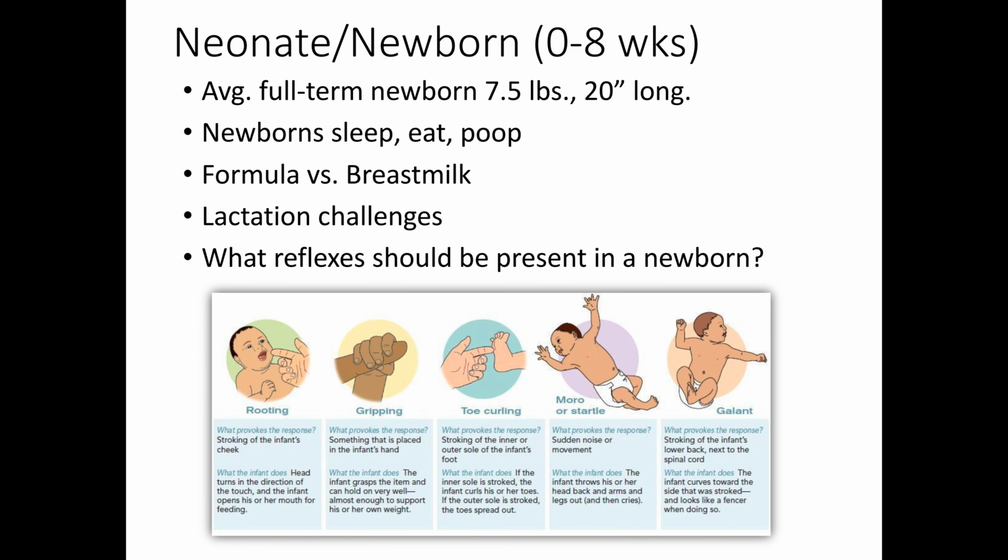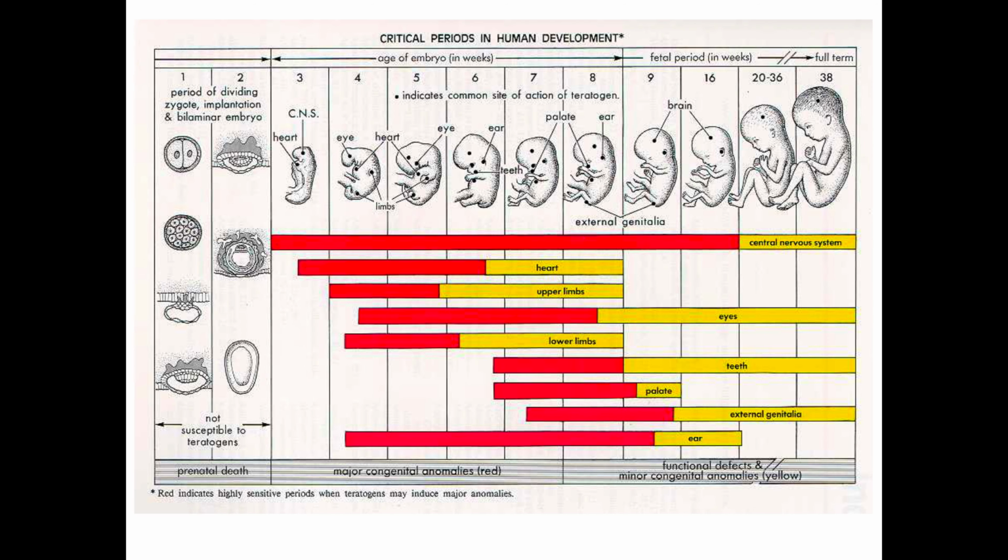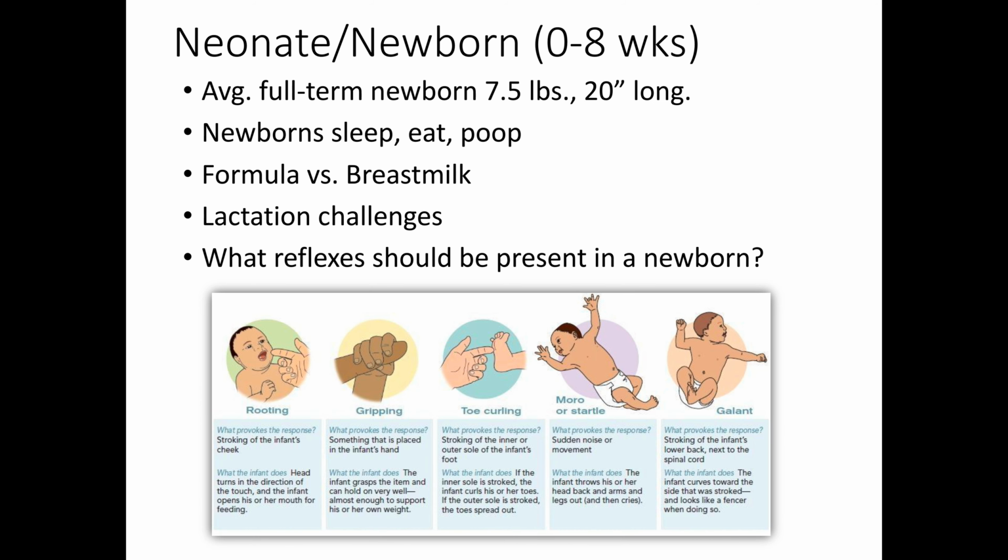For that neonate, because usually at the earlier stage social work is not as much involved with the fetus or with the baby. But when they get to this point, we definitely are involved with the neonate or newborn from 0 to 8 weeks. The average full-term birth weight is about 7.5 pounds and about 20 inches long. I think the world's largest baby was born at 14 pounds.